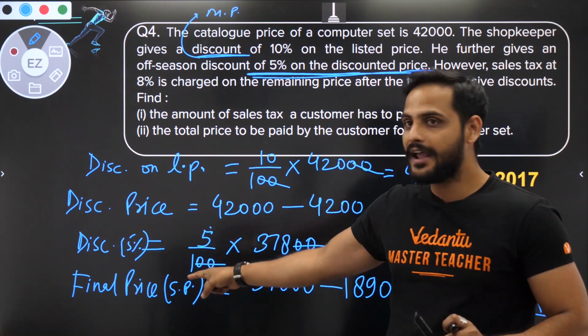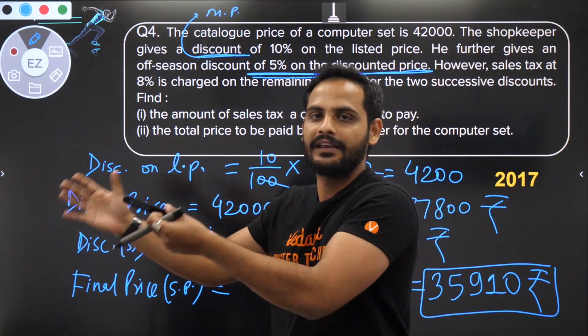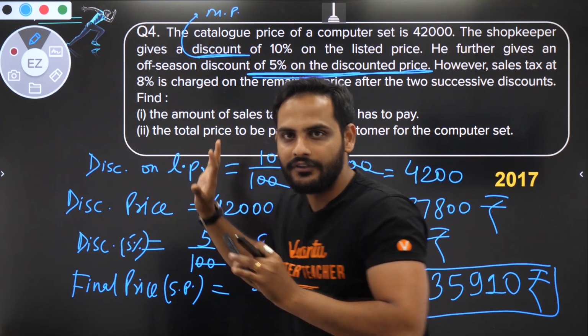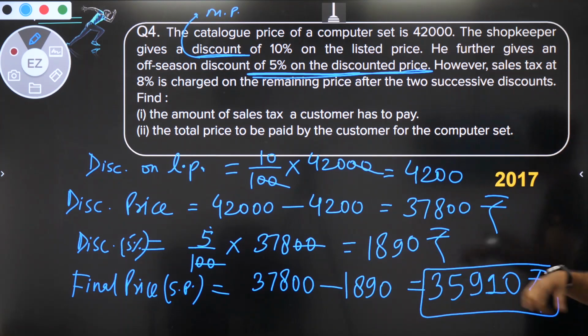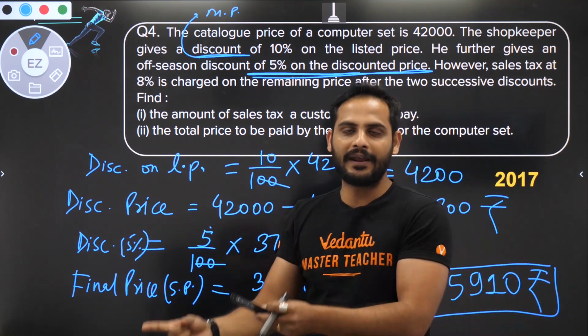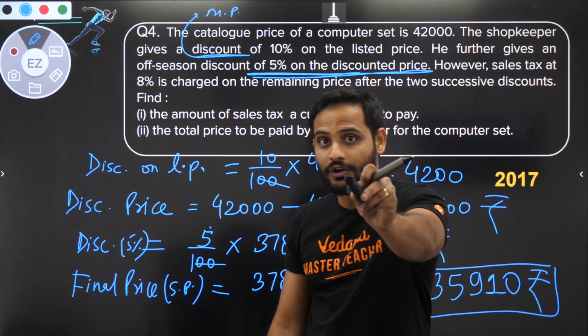Okay, so selling price is the price at which the seller is selling. Sales tax is different. Sales tax will go to the government. Understood? So this is the selling price. On this selling price, we charge the sales tax. Sales tax is charged on what? Selling price. Sales tax is never charged on the mark price.